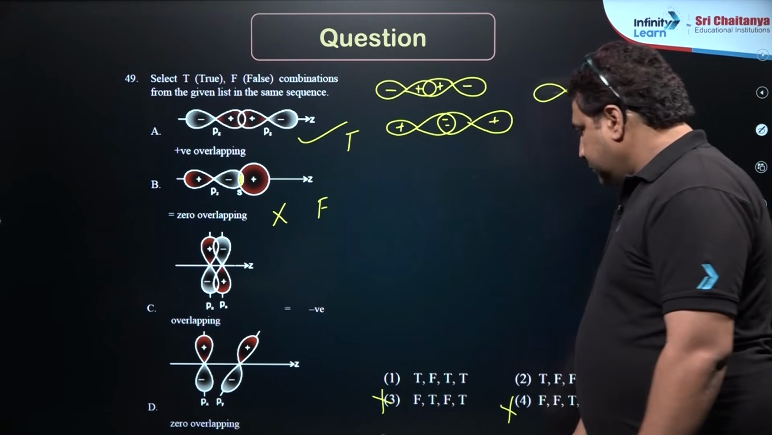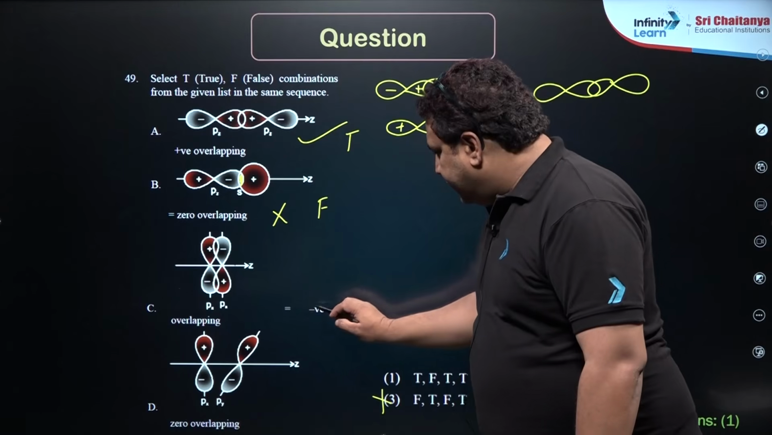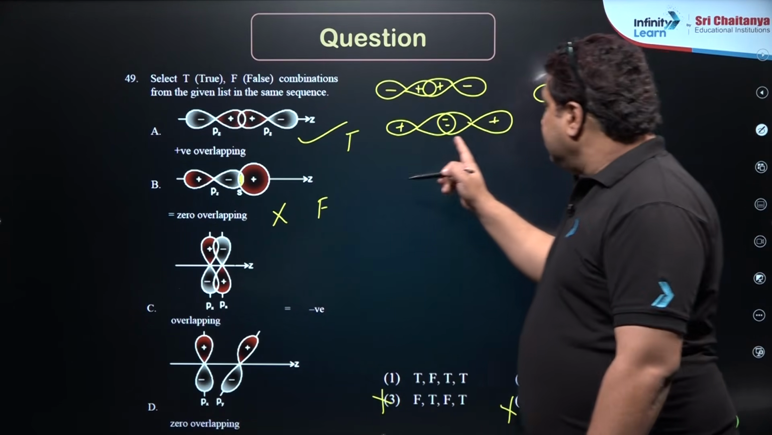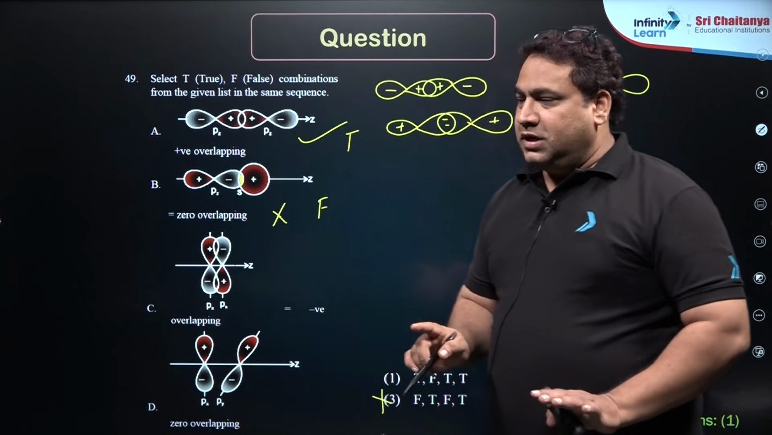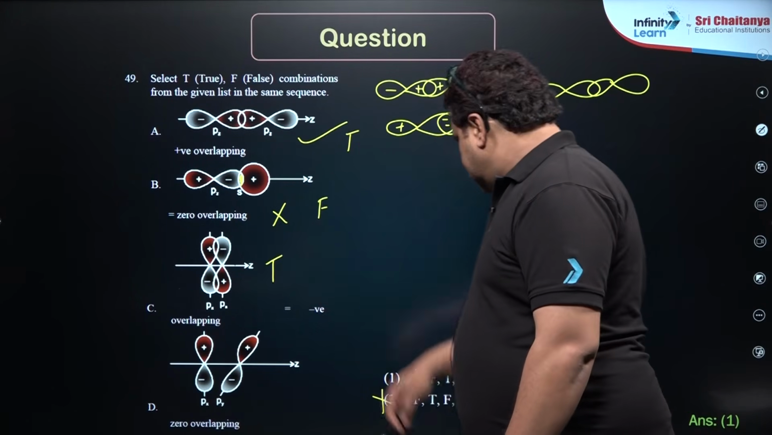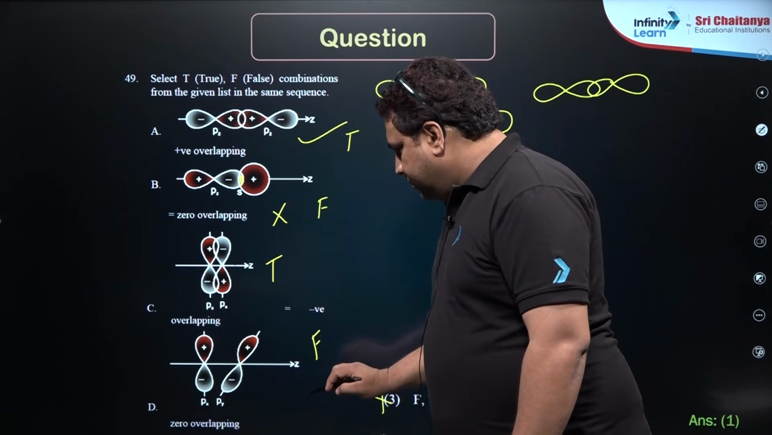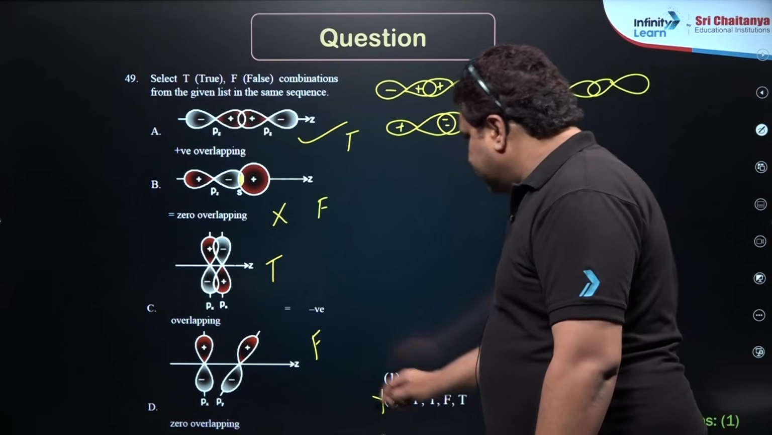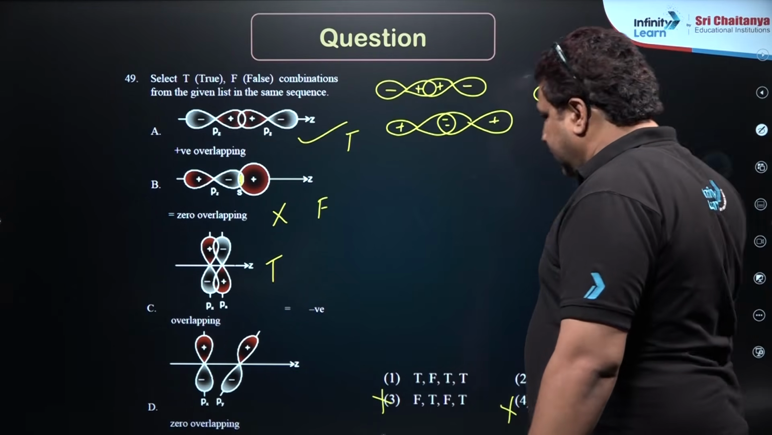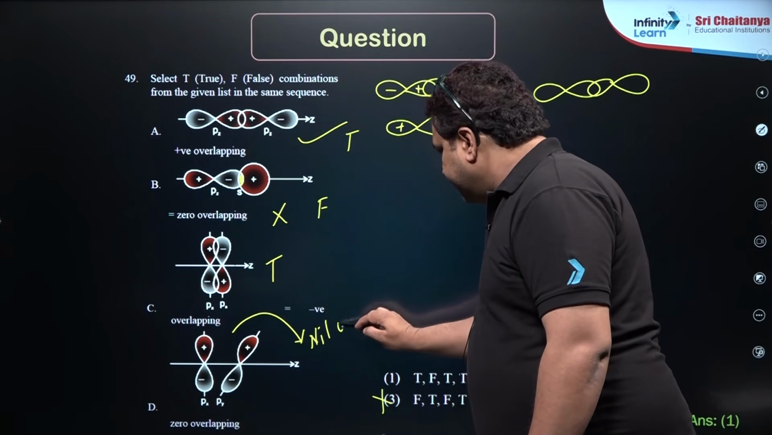Next option is negative overlapping. Here you can see positive and negative both are there, opposite signs, right? So this is a true statement. Next, here zero overlapping. No, this is false. Okay, yes, this is true. Zero overlapping is there. Overlapping is zero, or we can say no overlapping, nil overlapping.